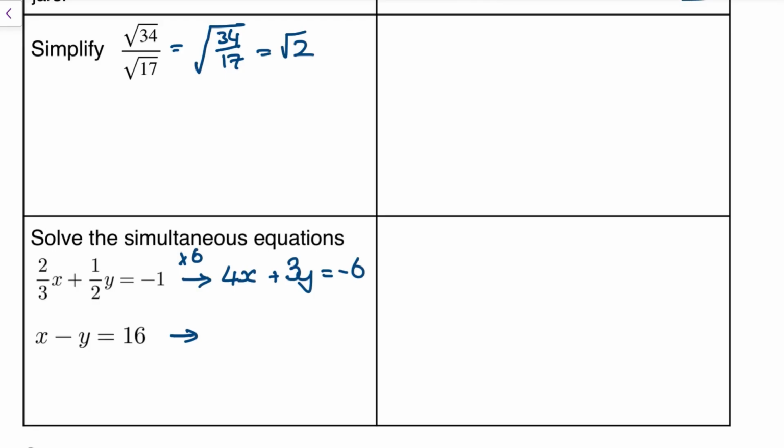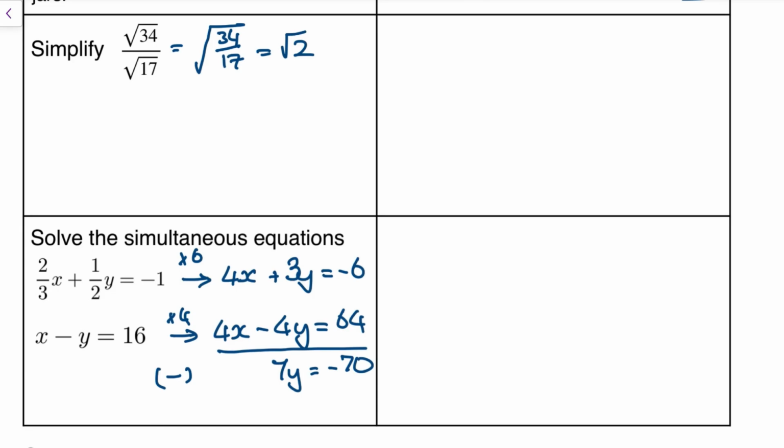Let's do the x's. I'm going to multiply this one by 4. So that's going to be 4x minus 4y is equal to 4 times 16 is 64. And then because my x's are the same, I'm going to take them away. 3 minus minus 4 is 7y. Now that's interesting. So I need a multiple of 7. So hopefully, minus 6 minus 64, that works, is minus 70, which means that my y is equal to minus 10. Let's put it back in the second equation.